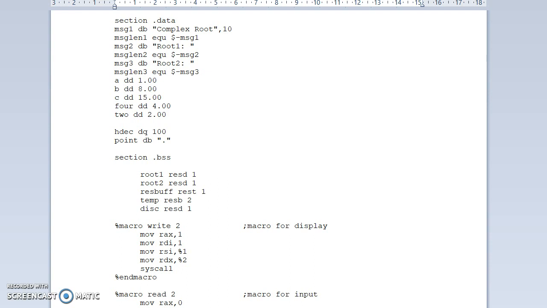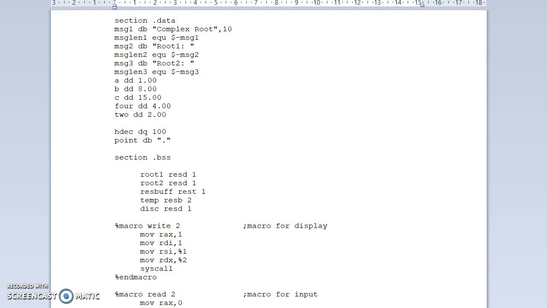80387 instructions are those instructions which start with F in the instruction. They are executed by the coprocessor when you execute a program. It uses the same assembler NASM as you used for the assignments up till now.